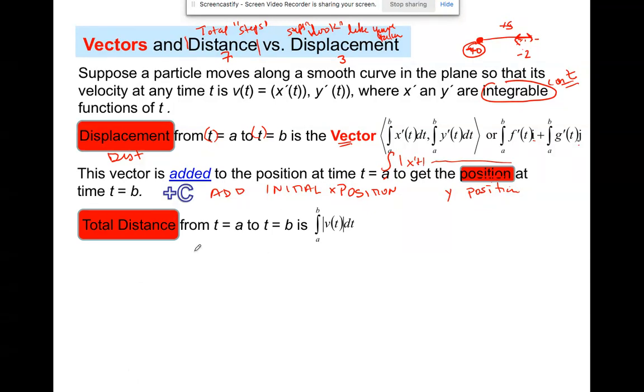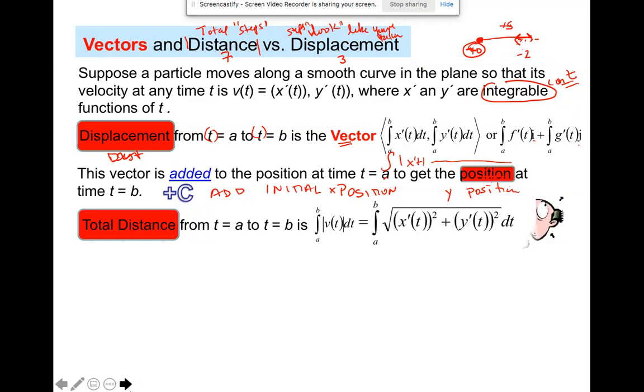Oh, there I did. See, I did. Total distance is the integral of the absolute value of velocity. Hey, where have I seen that formula before? That's the length of a curve. Isn't the length of the curve the distance that you traveled? I think so.